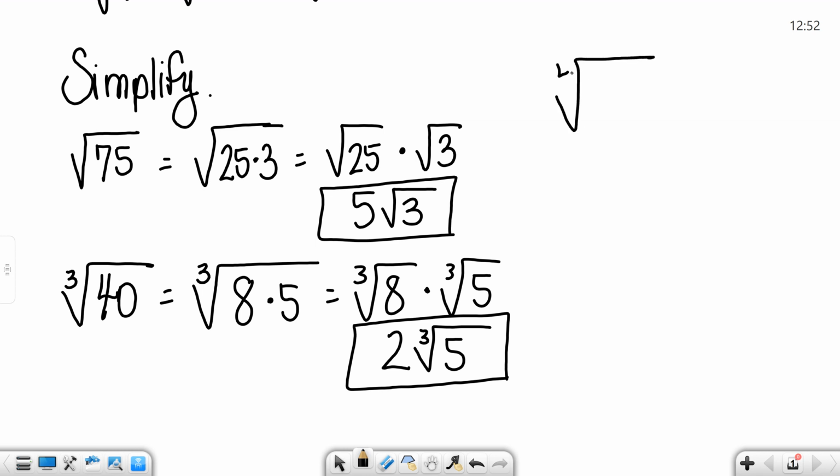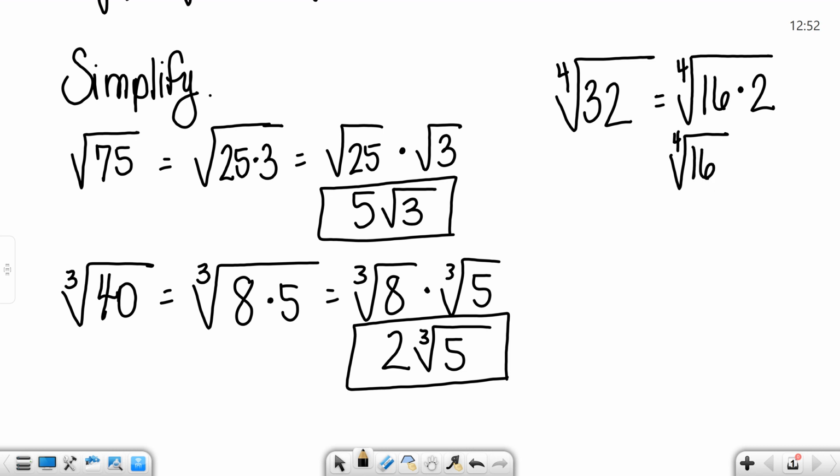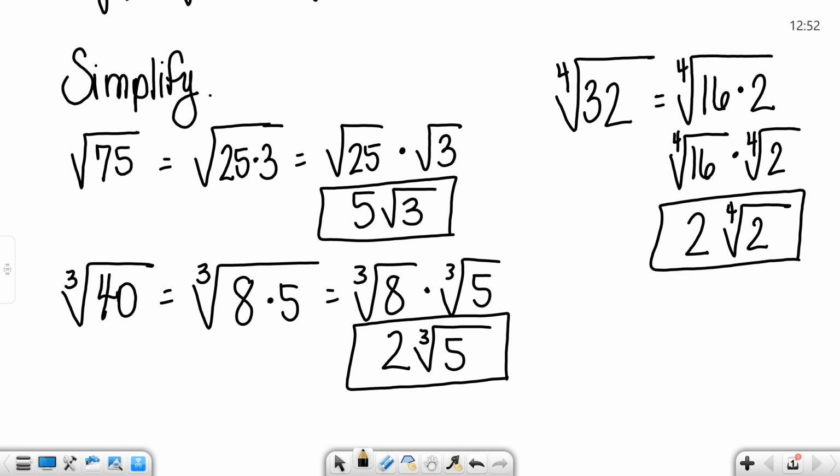All right, if I have the fourth root of 32, then I want to look for two numbers that multiply to give me 32, but one of them that I can take the fourth root of. So 16 times 2. Because I can do the fourth root of 16, and that's what I want to do. The fourth root of 16 is 2. I cannot do the fourth root of 2. So my answer here would be 2 on the fourth root of 2.